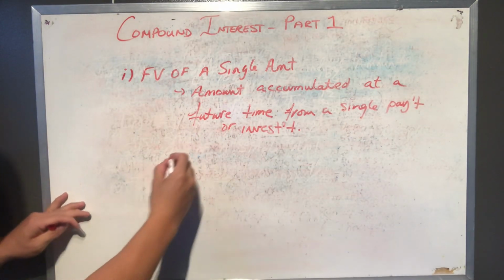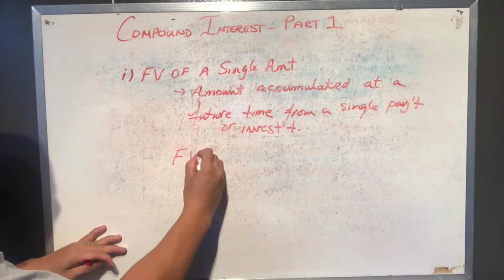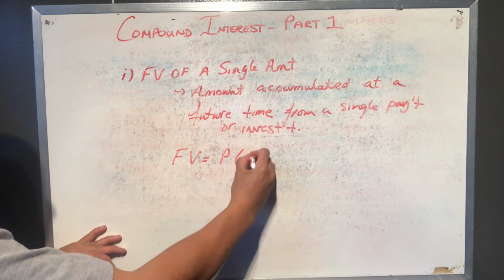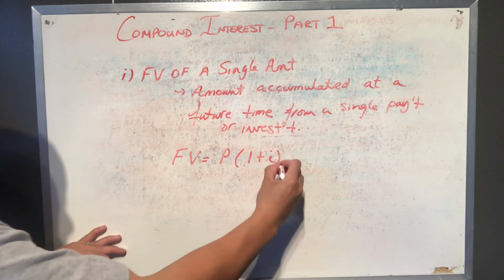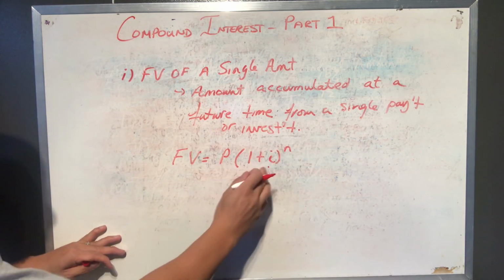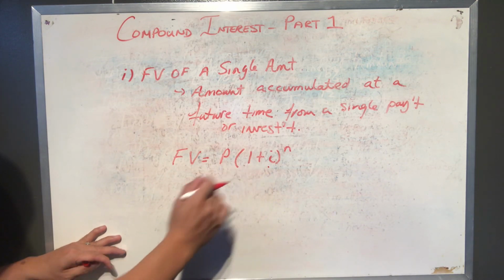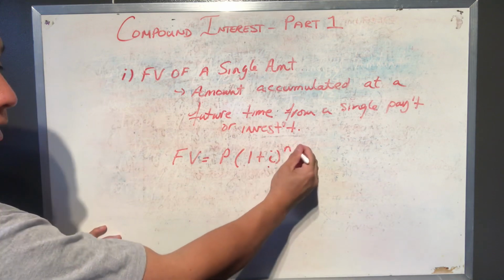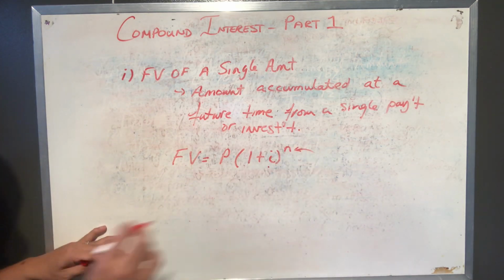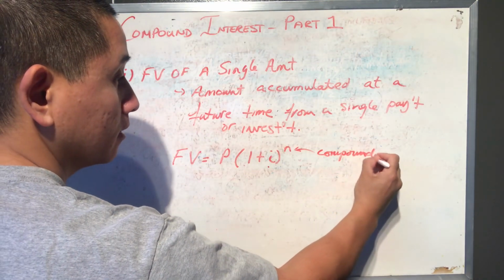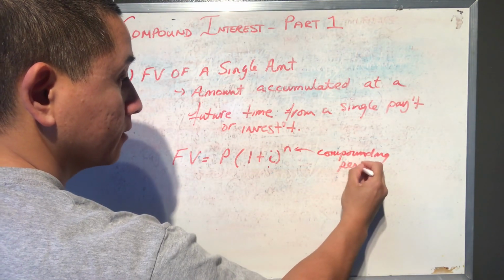So the formula here for that is future value is equal to P multiplied by 1 plus I, the interest rate, to the N, where I is the interest rate, P is the single payment, and N is the compounding periods.